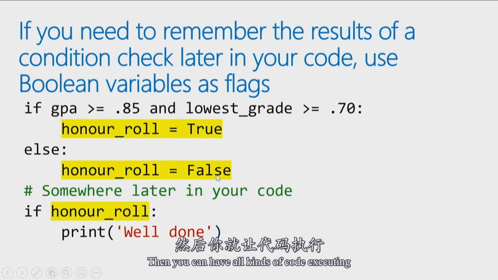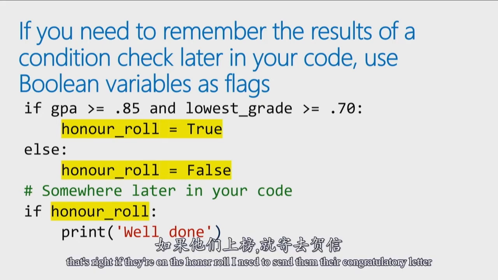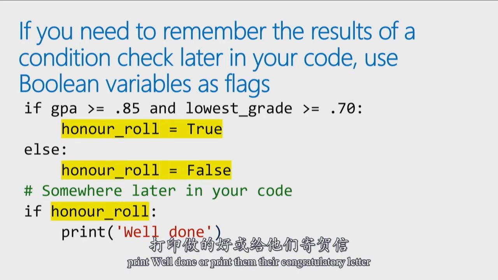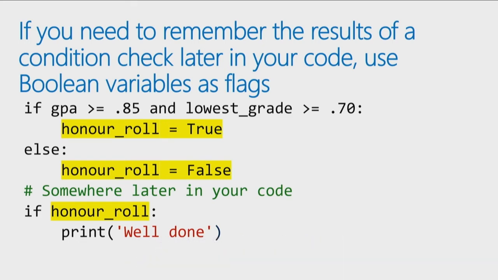Then you can have all kinds of code executing, and somewhere later in your code, when you need to say, oh, that's right, if they're on the honor roll, I need to send them their congratulatory letter, then I just say if honor roll, print well done, or print them their congratulatory letter. So I don't have to rewrite all that complicated logic.